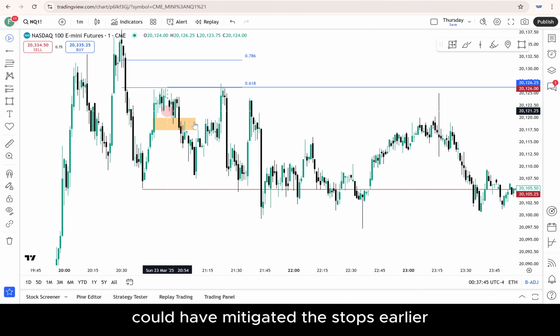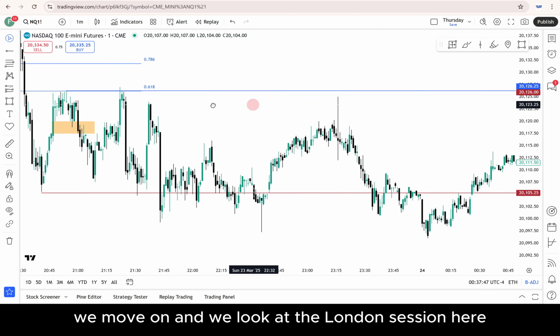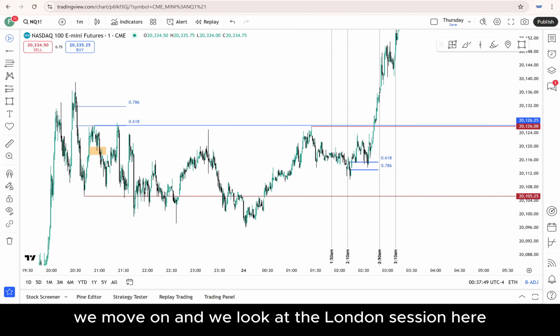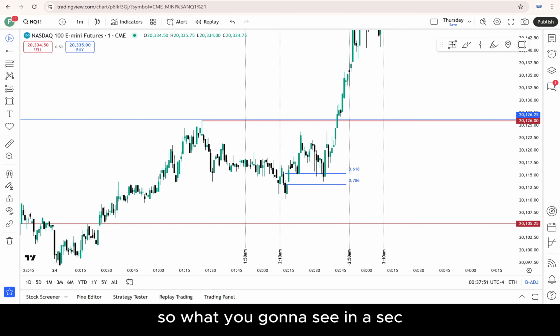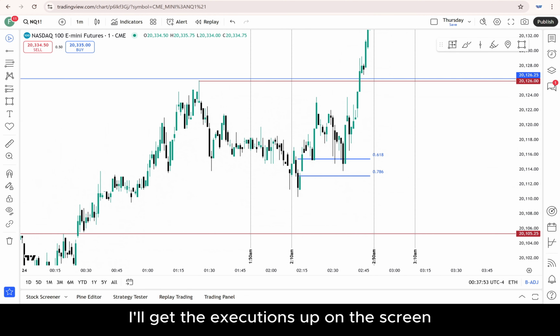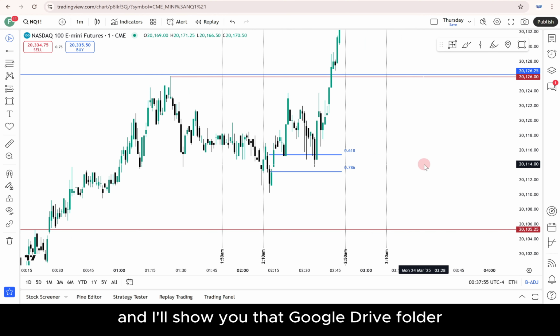Could have mitigated the stops earlier, but that's okay, we move on. And we look at the London session here, and it was quite choppy, quite messy. So what you're going to see in a sec, I'll get the executions up on the screen and I'll show you that Google Drive folder.